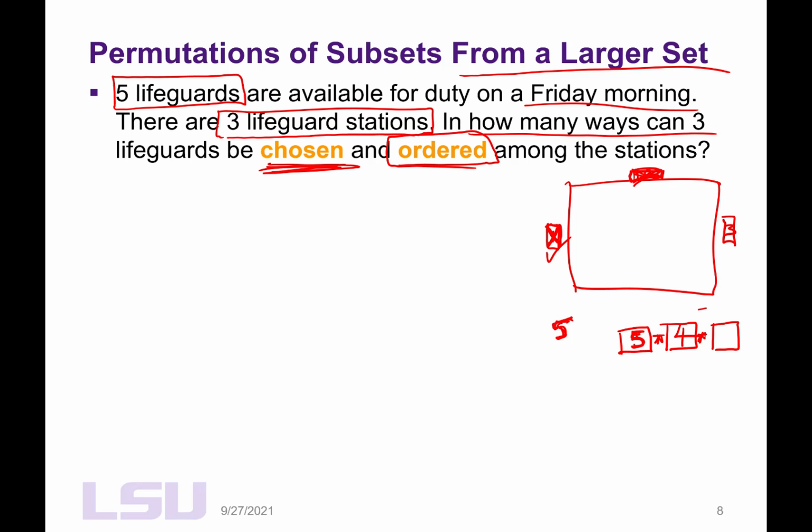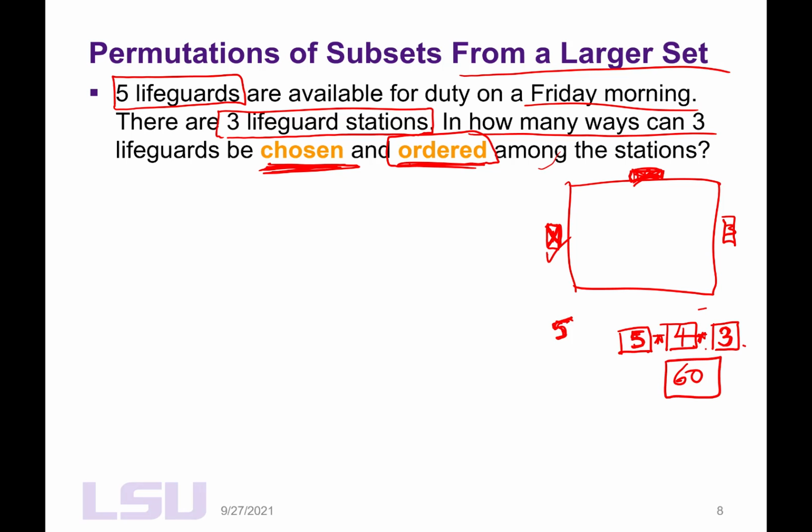So one more lifeguard has been assigned. How many lifeguards do you have left? 3. How many of them can fill the last position? 3. So the number of ways you can select 3 lifeguards and order them among the 3 stations is 5 times 4, which is 20, times 3, which is 60. So that's the solution to this problem.